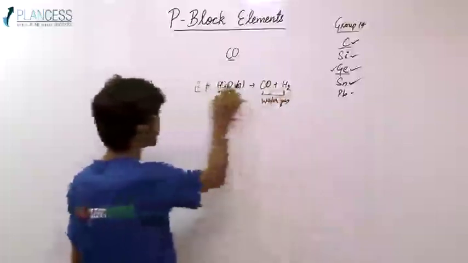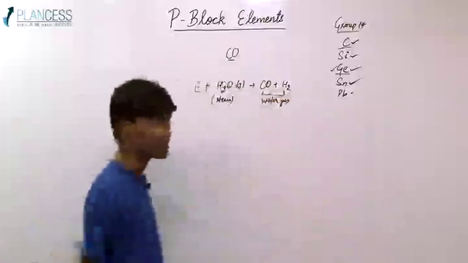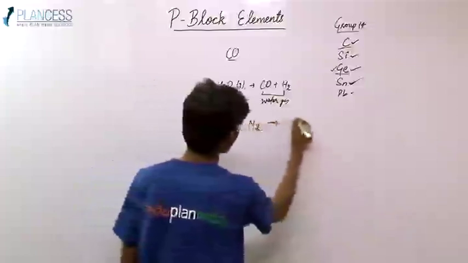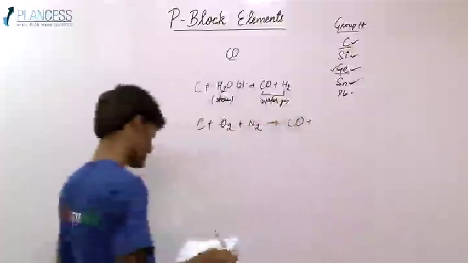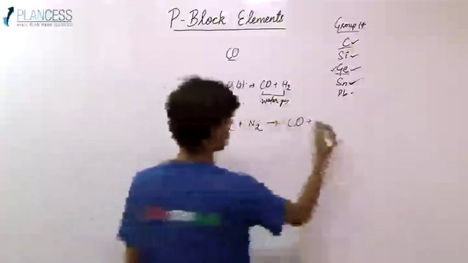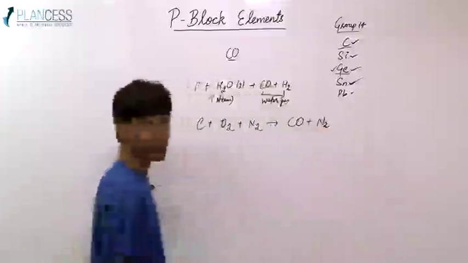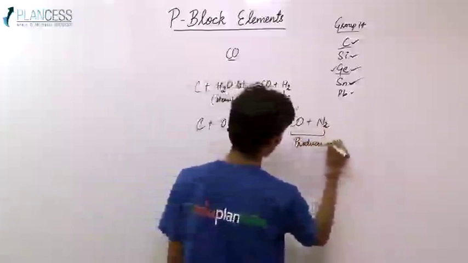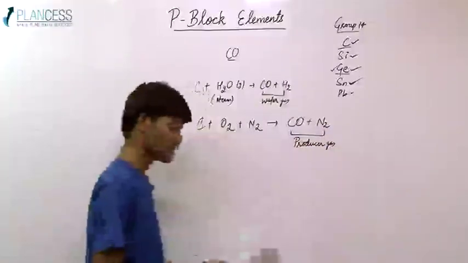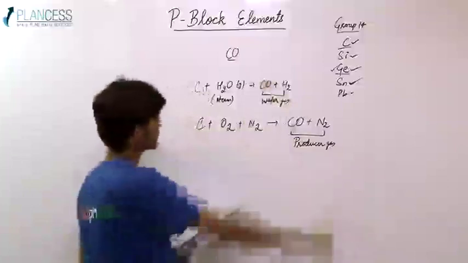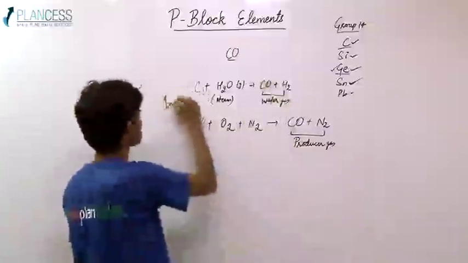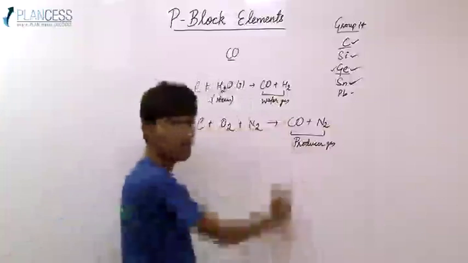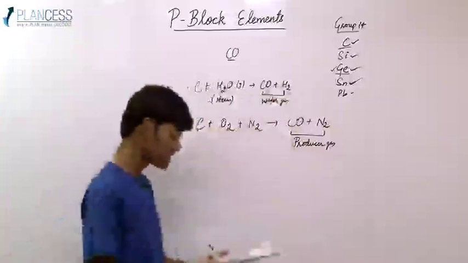However, if in place of steam we use air, that is, carbon in air where O2 and N2 are present, then it forms CO plus N2, with N2 just going along. This is known as producer gas. As far as industry is concerned, water gas and producer gas are two very important ingredients, so these reactions are to be kept in mind. Carbon monoxide plus nitrogen is producer gas, and carbon monoxide plus hydrogen is water gas.